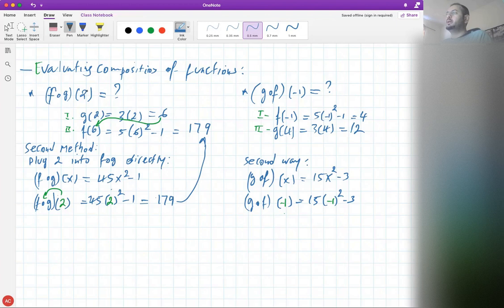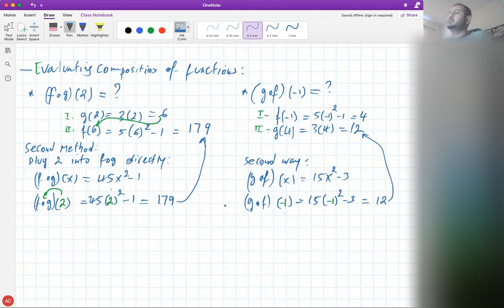So you can either plug it directly into the composition if you have it, or you don't have to find the composition first. You can do it this way in 2 steps. Find this first, plug whatever you get into the other function. This will be, what is it? 12, right? -1 to the second is 1. 1 times 15, that's 15. Take away 3, that's 12. And again, you see that we got the same answer.